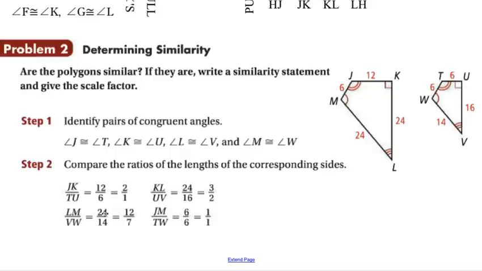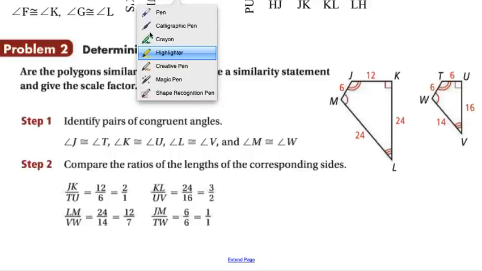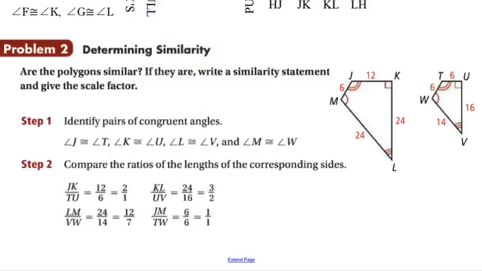So when we look at those, we're getting different ratios of the sides. And since we have different ratios, we can conclude then that these definitely are not similar, because we didn't get the same proportion for all of those sides.